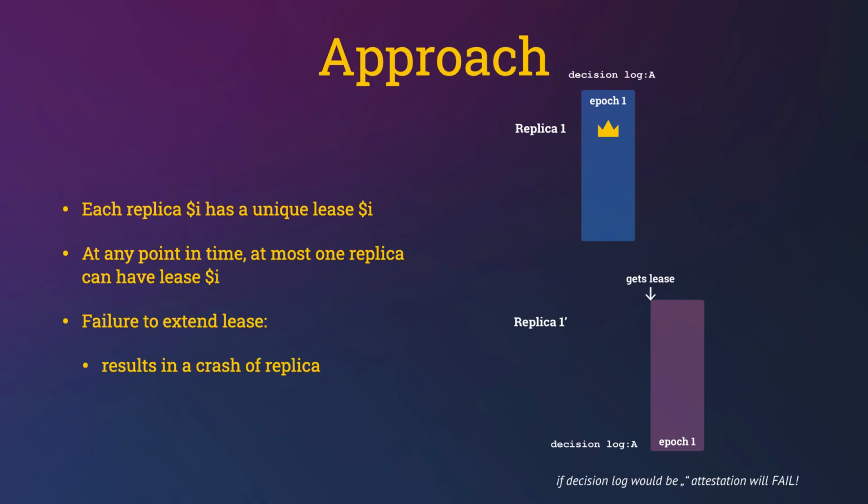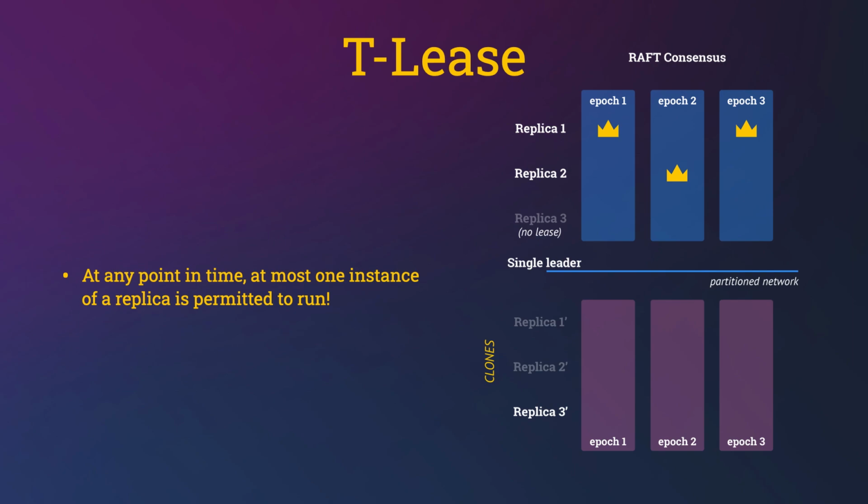And so the idea to solve that cloning is that we have leases, so we have a trusted lease service, and at any point in time only one of the 2 replicas, so replica 1 or replica 1 prime, can get the lease. So therefore only one can survive. So as soon as a replica's lease expires, it has to crash. So in this way, one could use leases to solve that cloning problem. And we have done that with the help of these trusted leases.